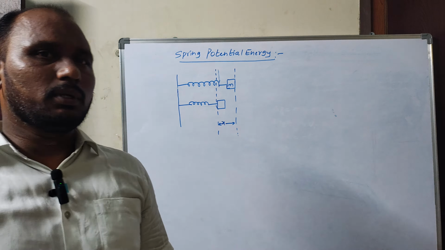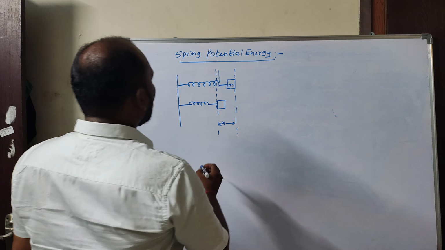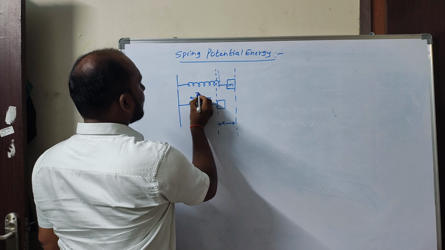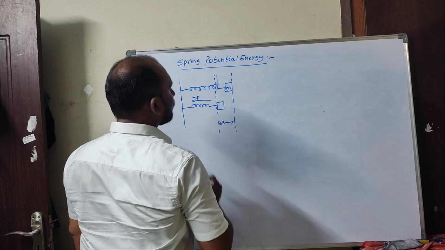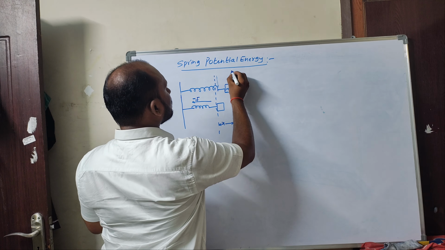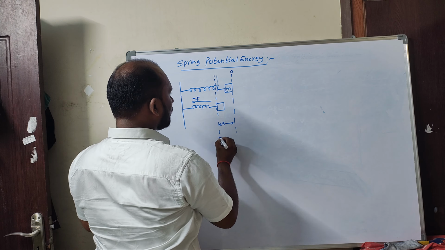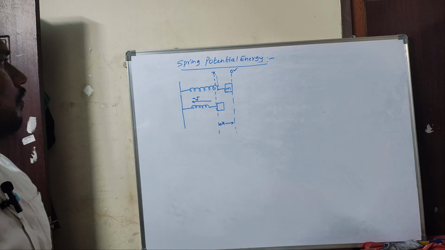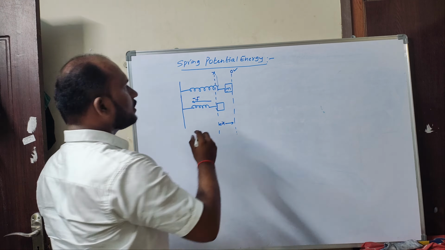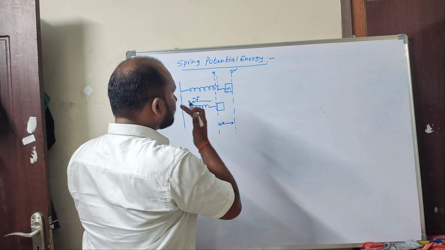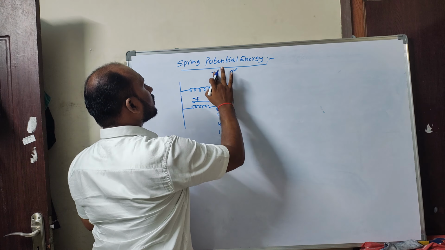When the x displacement happens, the force is experienced in which direction? The force is acting in this direction, so that is minus F. Shall I go ahead with displacement from 0 to x? This is the 0. Let's assume the displacement goes from 0 to x.